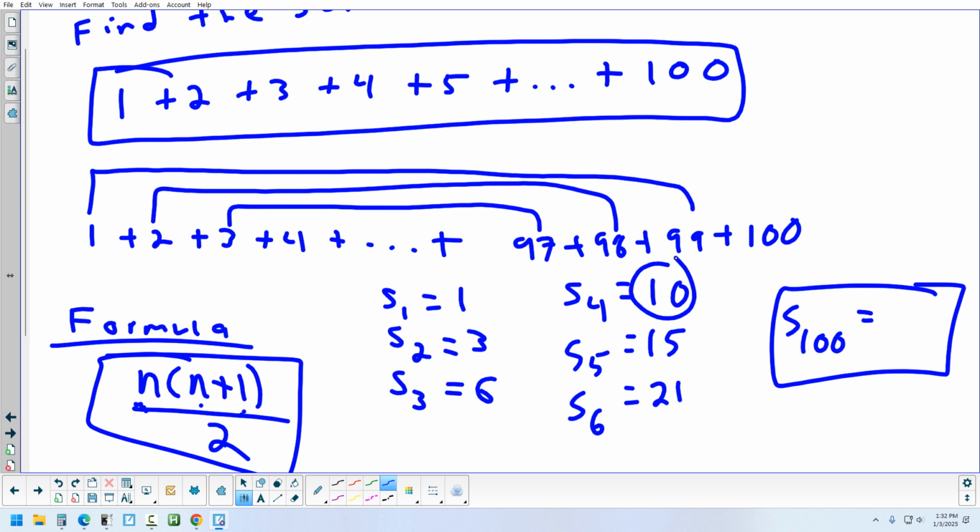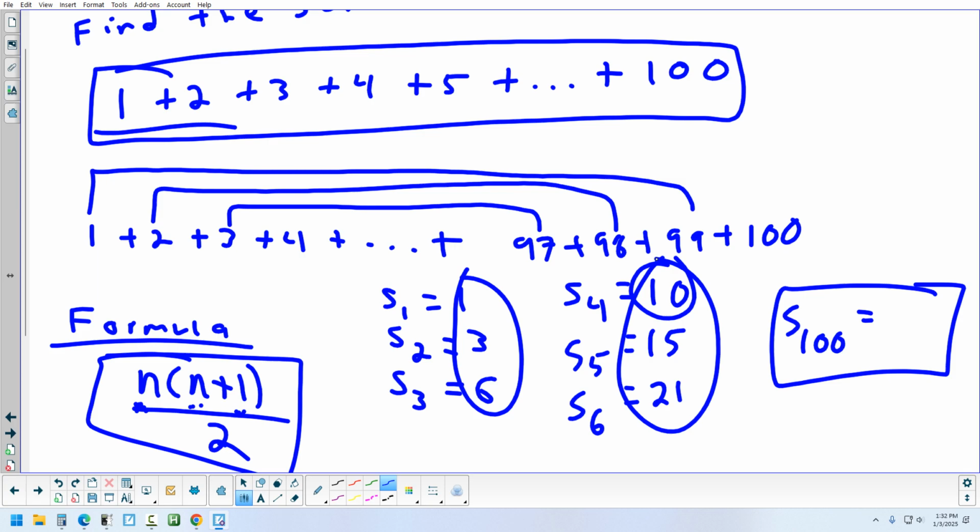Let's check it for the first 5. What's 5 plus 1? 6. What's 6 times 5? 30. And 30 divided by 2? 15. It's 15. So it gave me that one. Let's check one more. See if we plug in 6, if it automatically gives us 21, which is adding up the first 6. What's 6 plus 1? 7. And then 7 times 6? 42. And what's 42 divided by 2? 21. So this formula automatically gives you all these numbers without you having to add them all up.